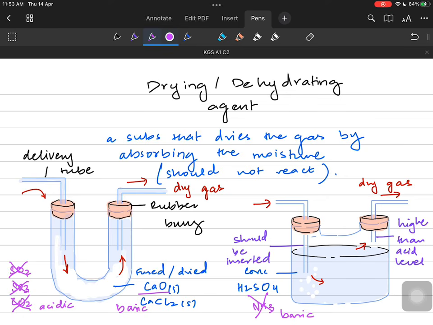Second thing you should keep in mind is the position of the delivery tube. The first delivery tube should be inserted in the concentrated sulfuric acid. The second delivery tube should be higher than the level of the acid so that the gases can be collected after drying and then they move through the delivery tube.